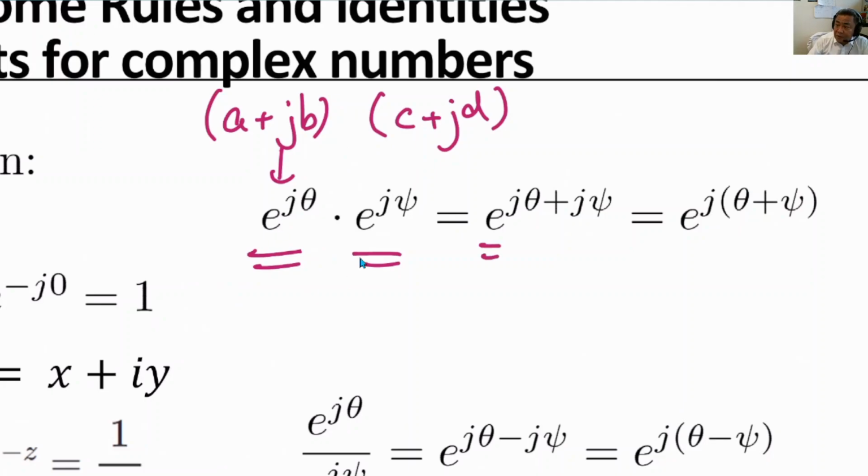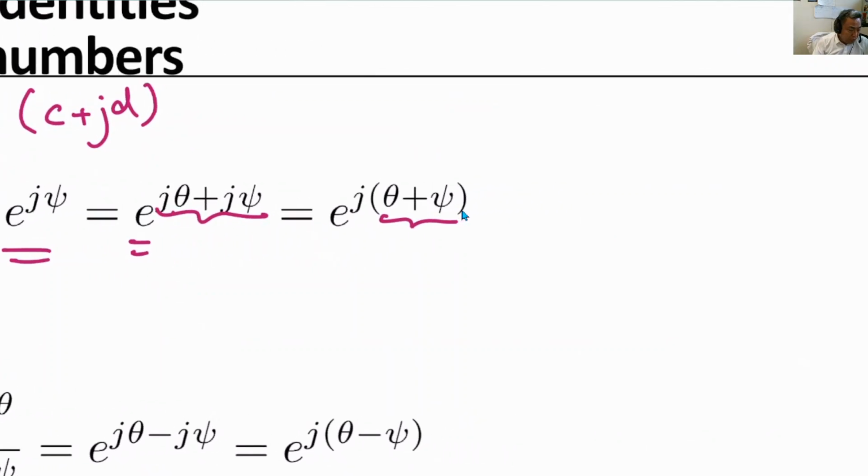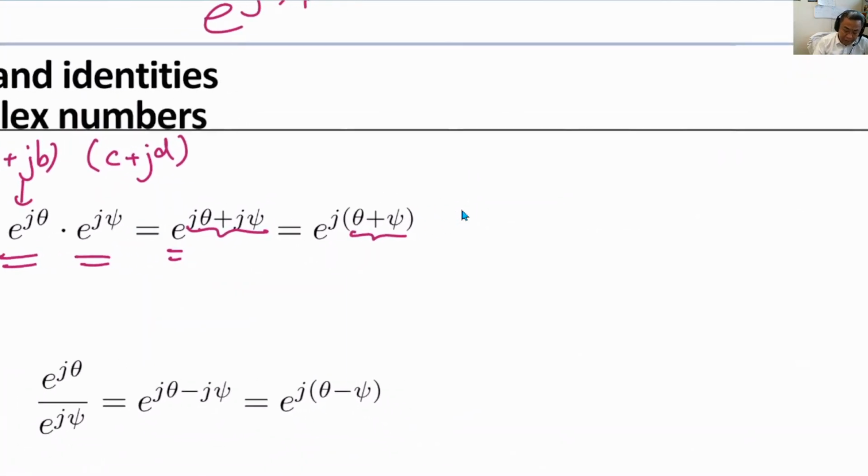The exponents are going to be added together when these two values are multiplied together. The base is still e. So we are going to write this as: when we are multiplying two complex numbers, the exponents will add. And how did we prove it in the last lecture?